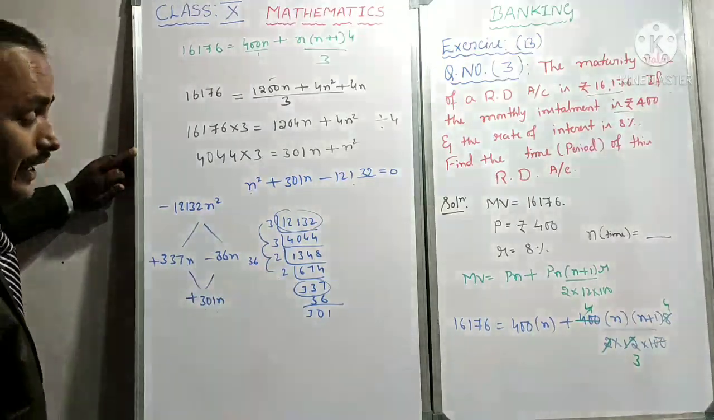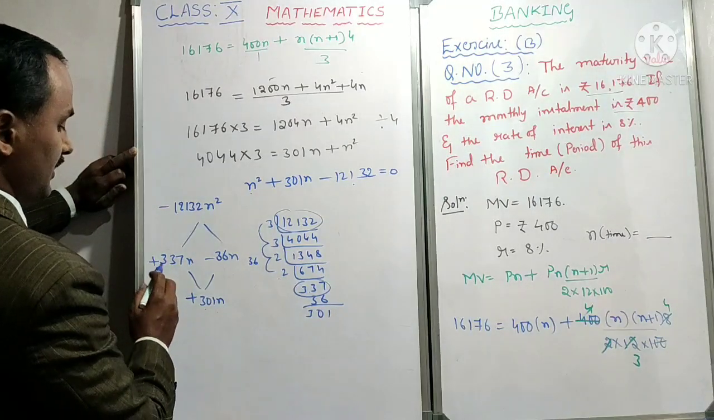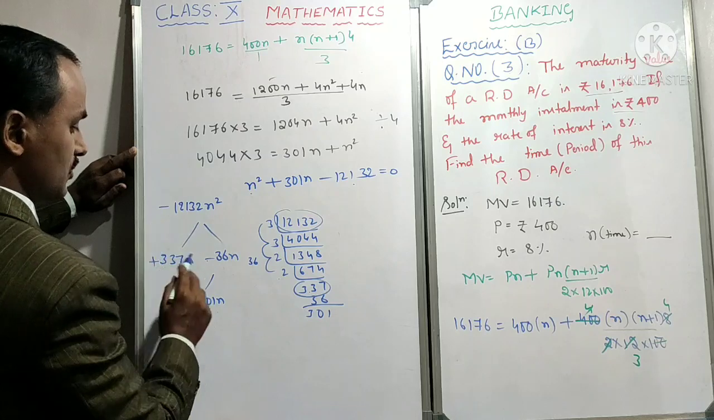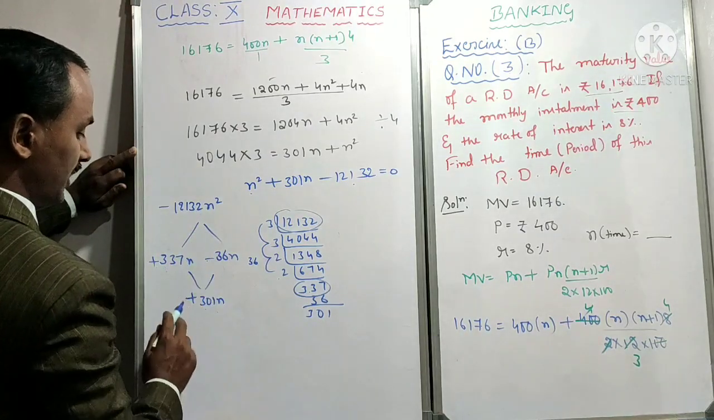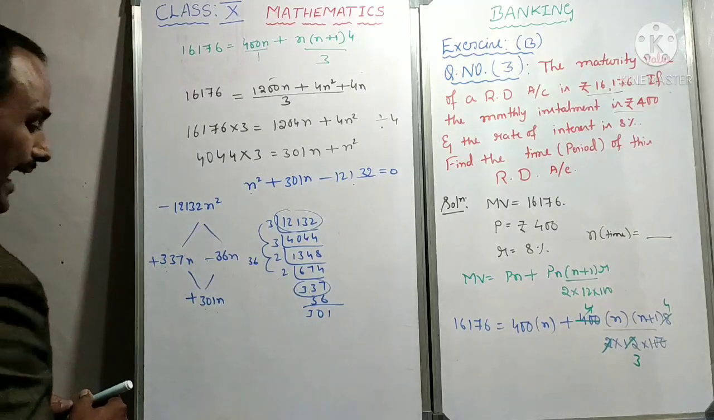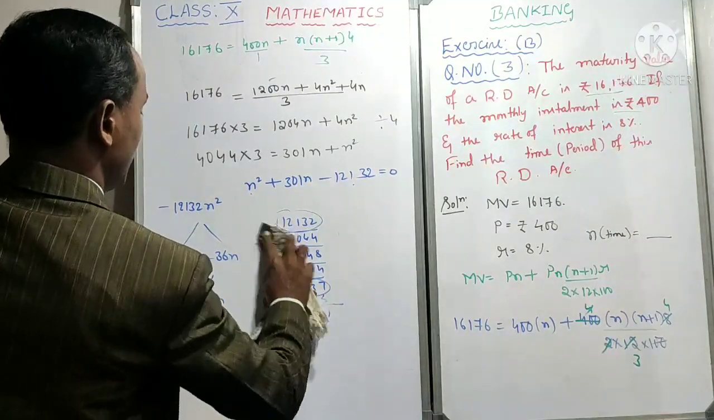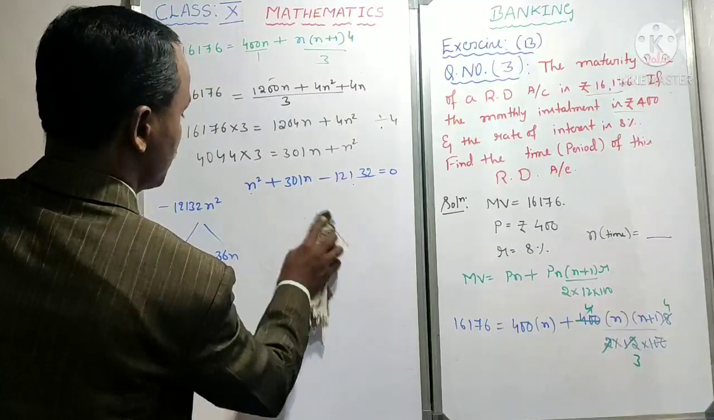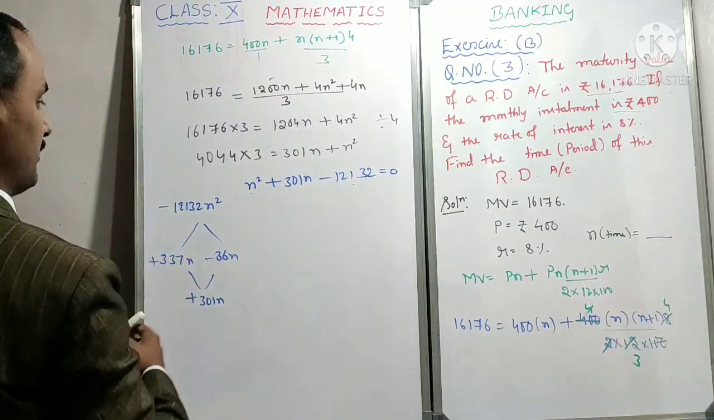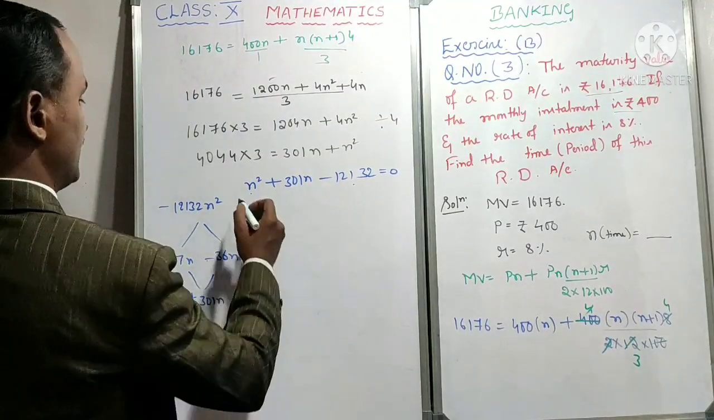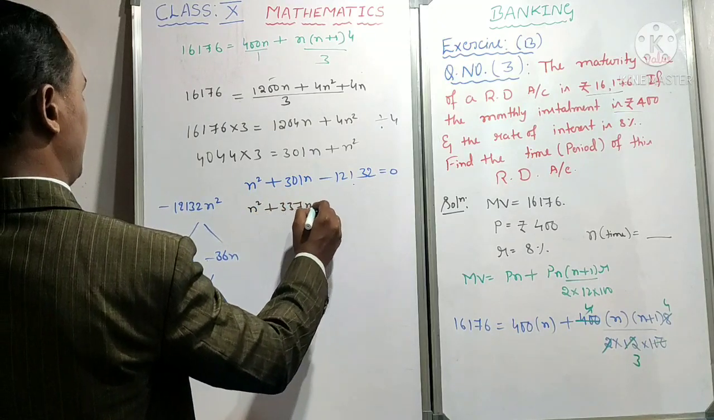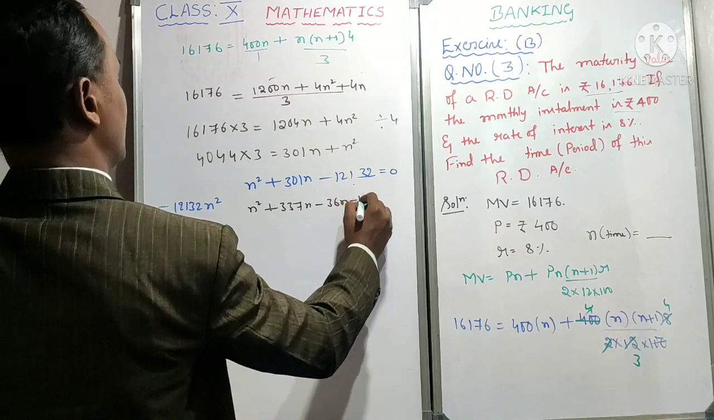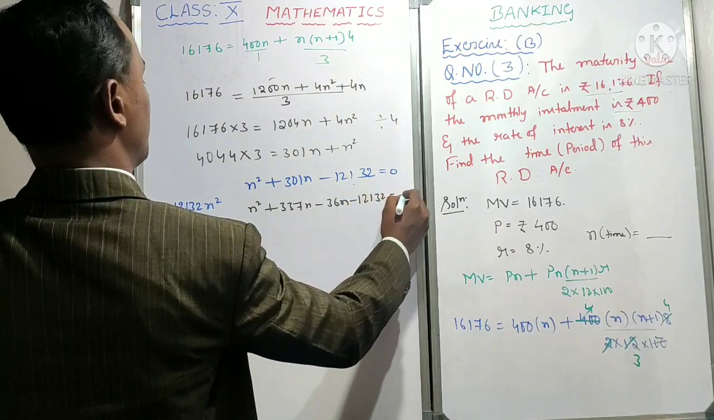You already studied in grade 9 how to factorize. Now these two, plus into minus is minus, these two product 12,132n, n into n square. These two subtraction we get plus 301n. Now I will write instead of 301, which two terms shall I write here? These two terms. Now I will continue. N square as it is plus 337n minus 36n minus 12,132 is equal to 0.